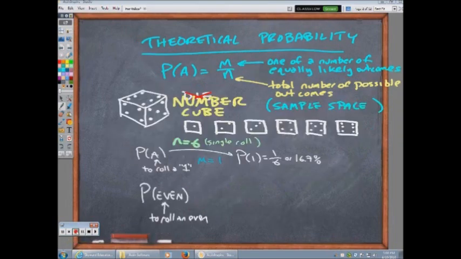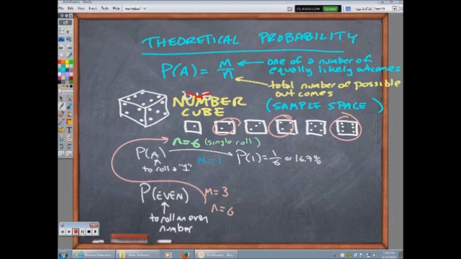If we're looking at the probability of rolling an even number, M is 3 because there are 3 possible even numbers, a 2, a 4, or a 6. Our sample space is still 6 because there's still 6 possible outcomes on the die. So the probability of rolling an even is 3 out of the 6, or 1/2, or 50%. The number of events you're looking for over the sample space.